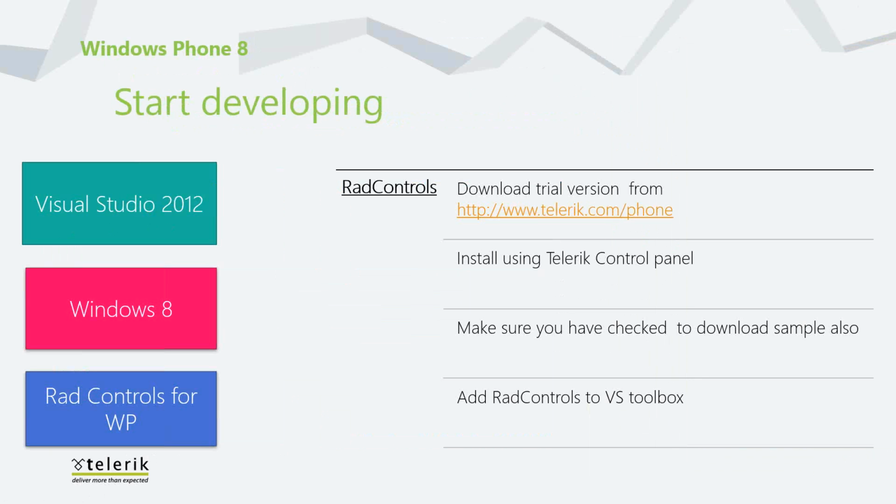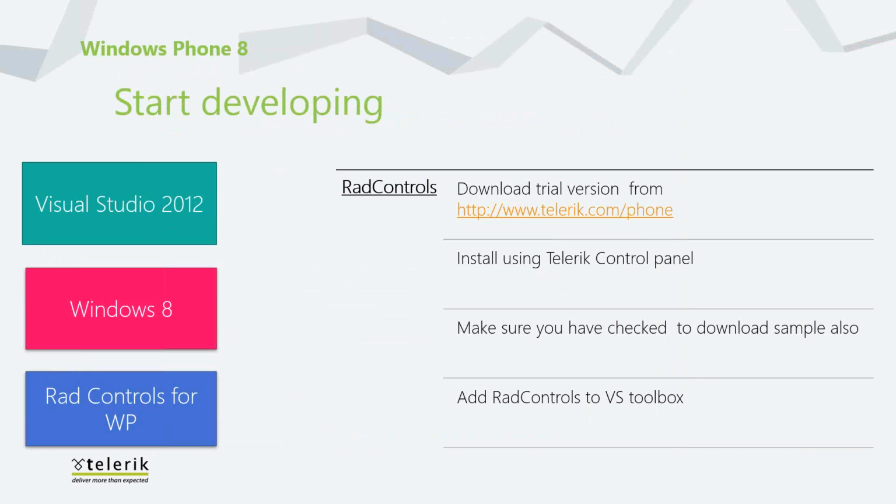Here I'm assuming that you have already installed Visual Studio 2012, and you need to download a trial version from telerik.com/phone. After that, install using the Telerik control panel. Then the third point is very important: make sure you have checked to download samples also. After downloading, when you are installing Telerik RAD controls, there is an option whether you want to install samples or not. Samples are very important, with all the source code that you can use as a reference while developing apps.